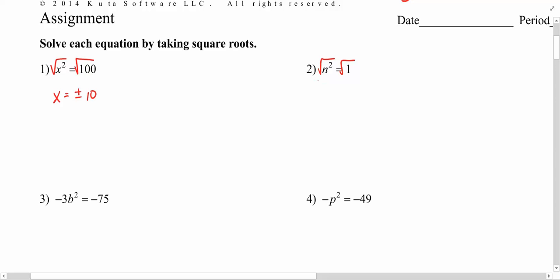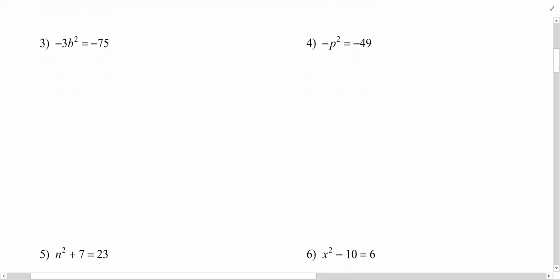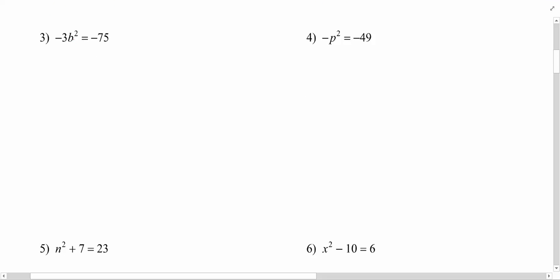For number 2, when we take the square root of both sides of the equation, it does isolate n on the left, but we're left with both a positive and negative 1 as a solution on the right. So these are two good solutions for number 1 and 2. Number 3 and 4 introduce just an extra step to this process.